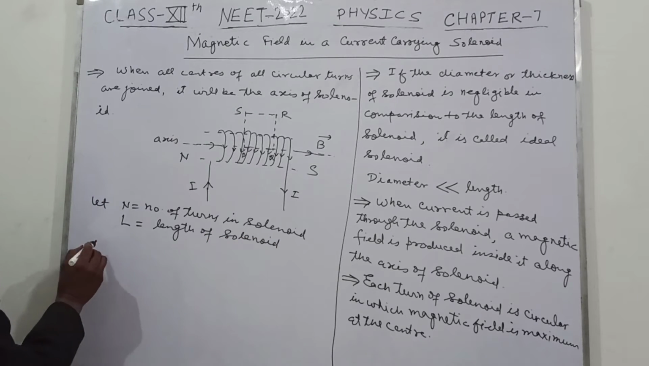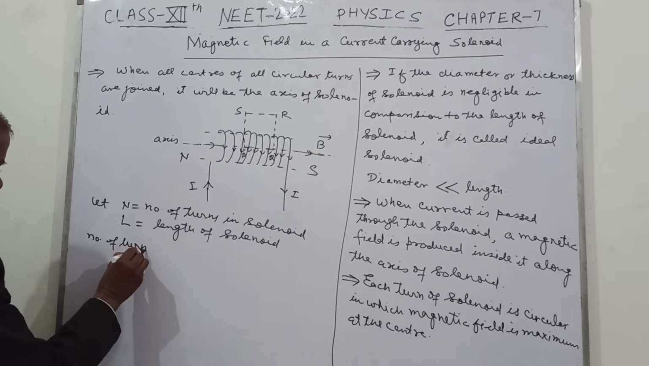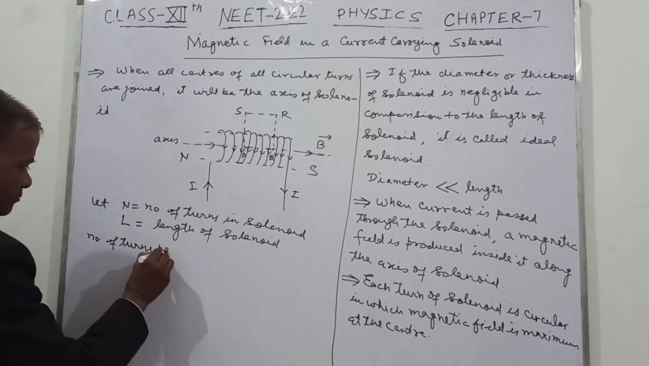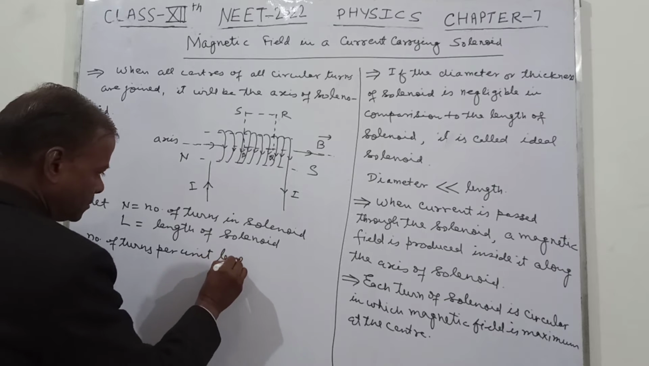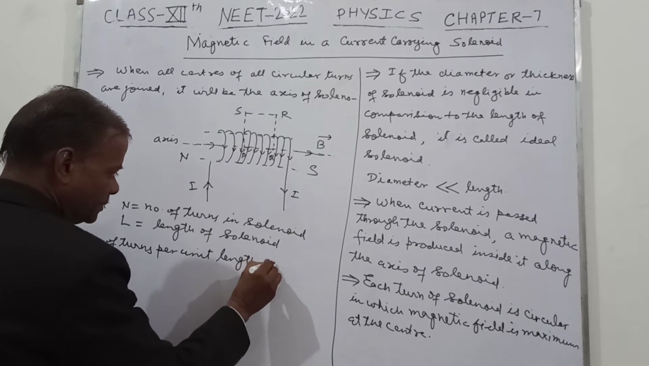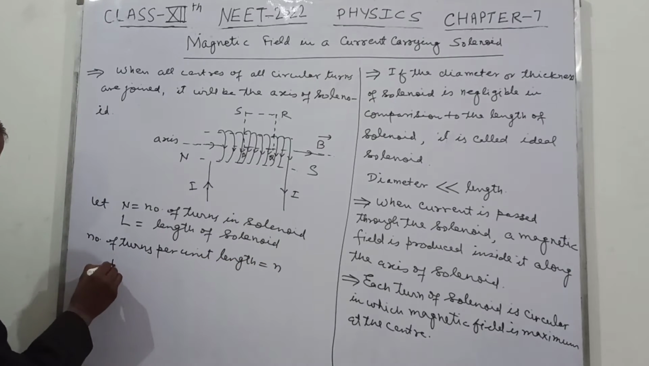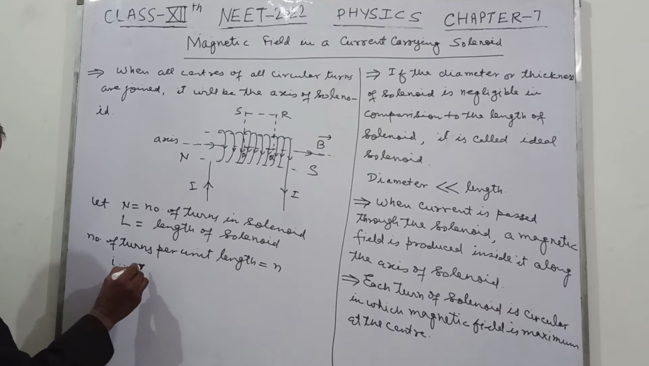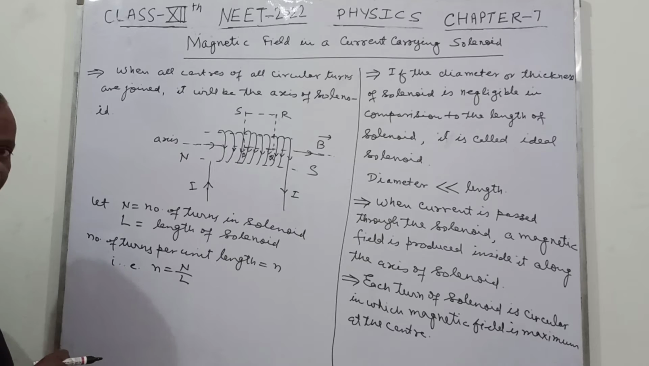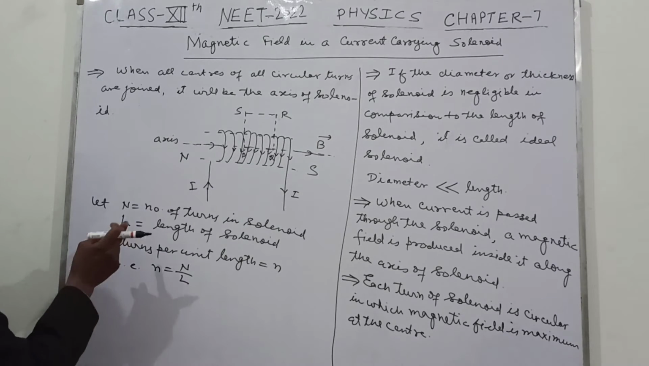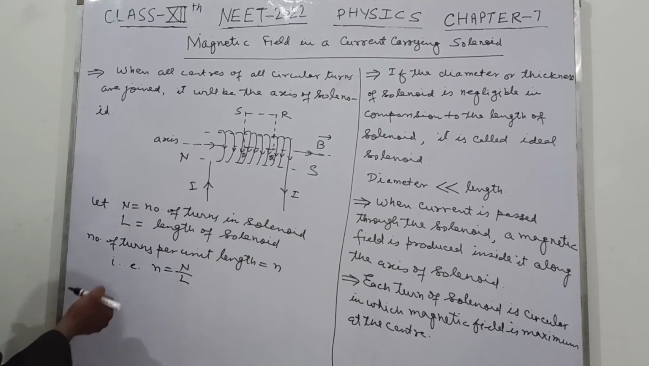Then what will be the number of turns per unit length? Number of turns per unit length is equal to n. It means that n equals N upon L. And let I is the current that passes through this one.